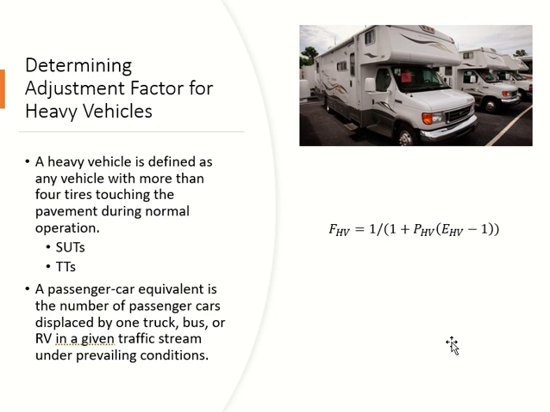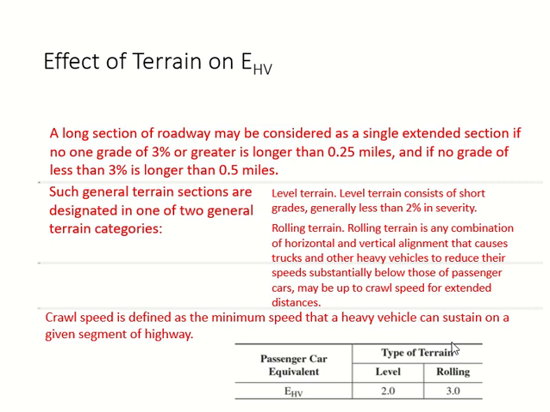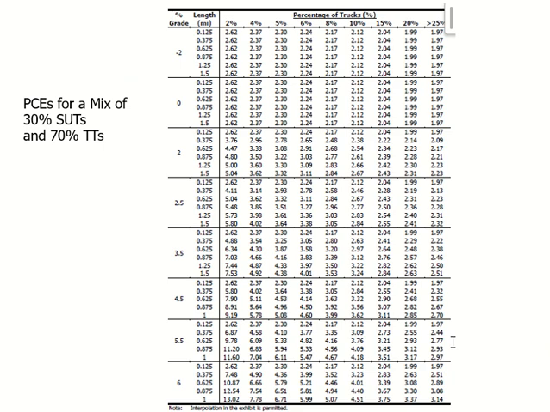So I want to find out the factor for heavy vehicles. I need two things: percentage of heavy vehicles and equivalency factor of heavy vehicles. Percentage will come from traffic. Equivalency factor depends upon terrain. If it is general terrain, then I can have level or rolling. Pick a value from here. If it is extended gradient, then you will use one of these tables depending upon which type of heavy vehicle is more. Clear?